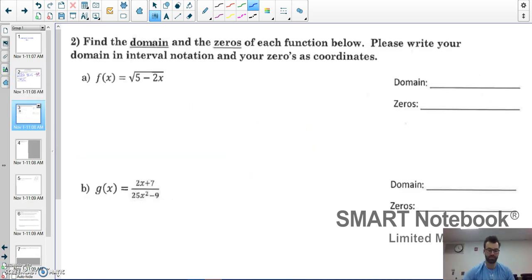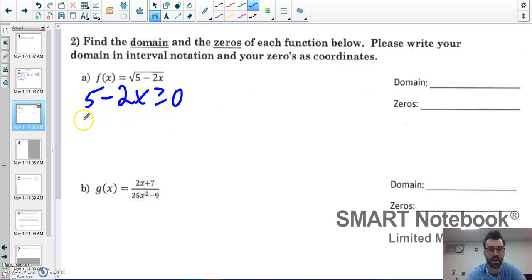Number 2, find the domain and zeros of each function below. Please write your domain in interval notation and your zeros as coordinates. So, finding the domain. We know that we cannot take the square root of a negative number. So whatever is underneath my square root must be greater than or equal to 0. Now I want to solve for x. Greater than or equal to 0 means it must be positive.